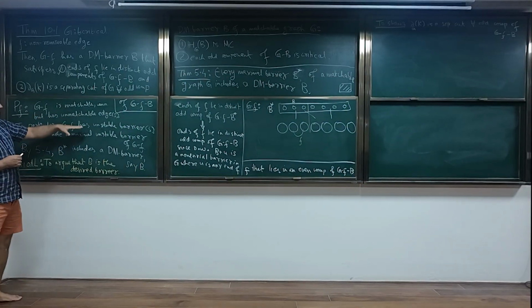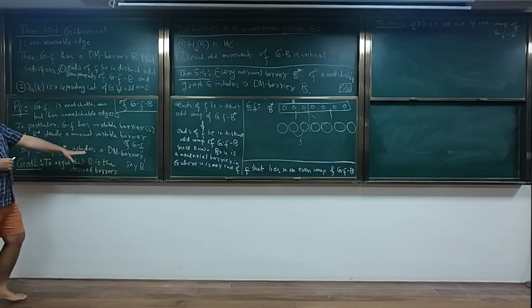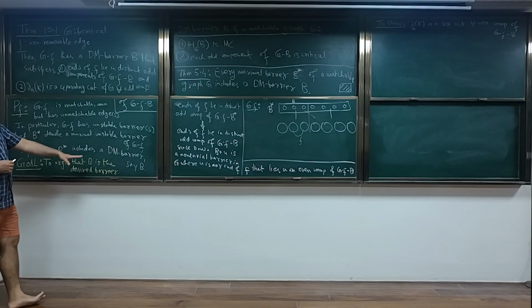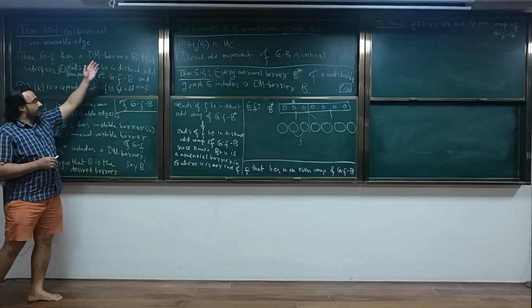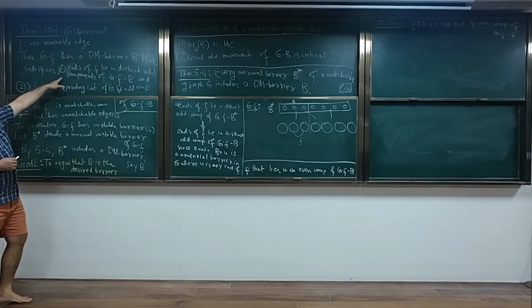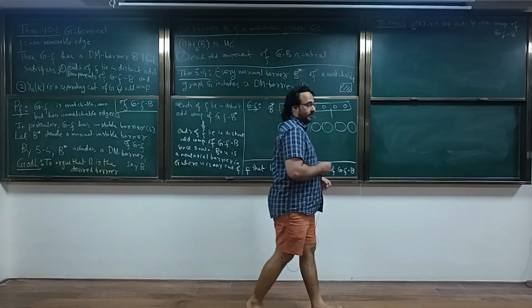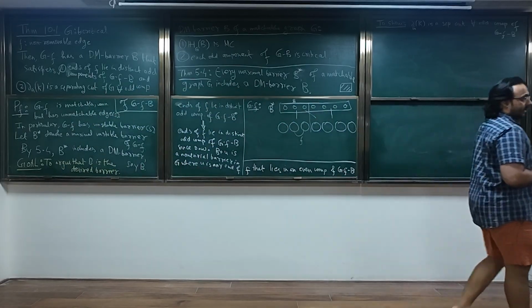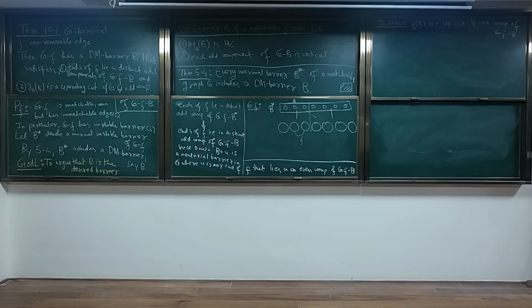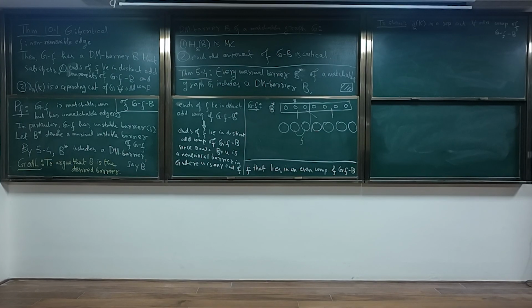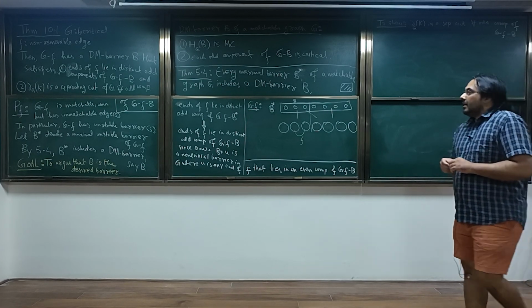We took a maximal unstable barrier and that includes a DM barrier, so we get a DM barrier anyways. And then we concluded that the ends of F actually lie in distinct odd components of G minus F minus B. So all that is fine. The only thing that remains is the second property, which is significantly harder to argue. Not too difficult, but anyways, we'll see.